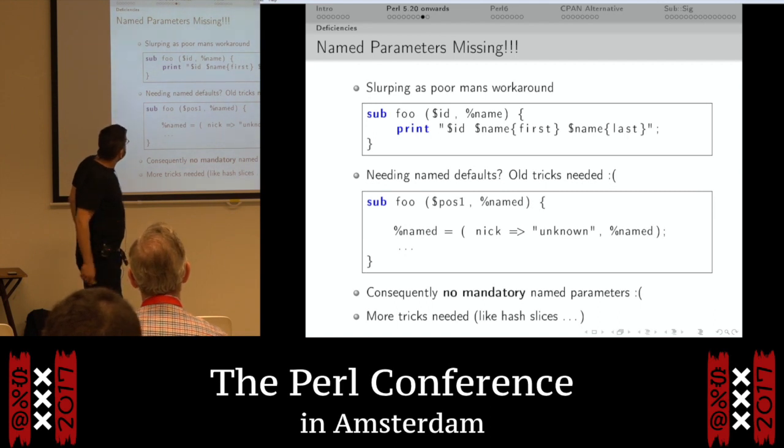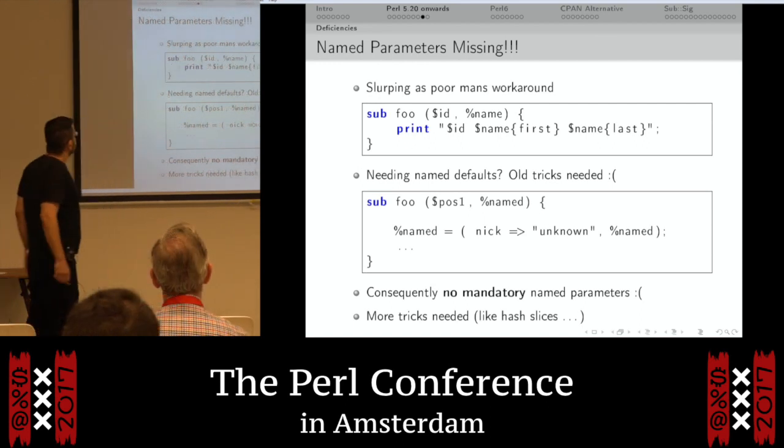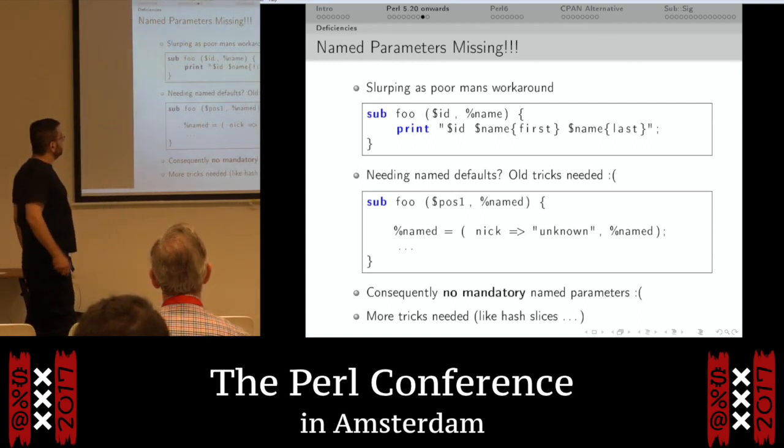And now the deficiencies in 5.20 are, which bugs me a lot, there are no named parameters implemented. So you still need to go the old way. You take a hash and you assign them here.